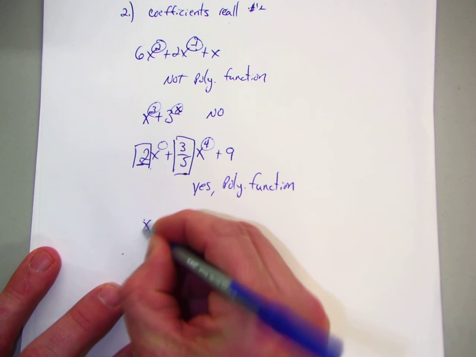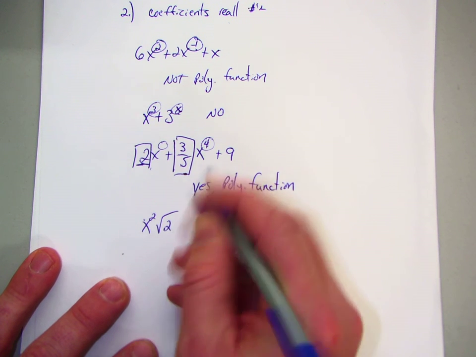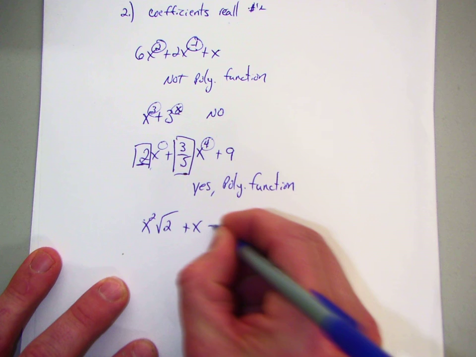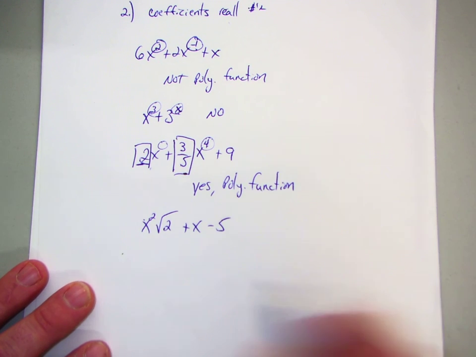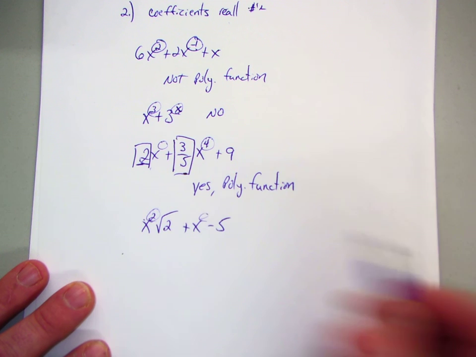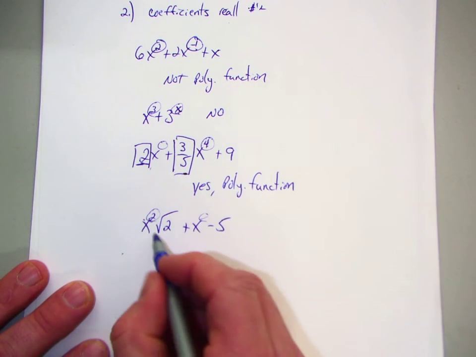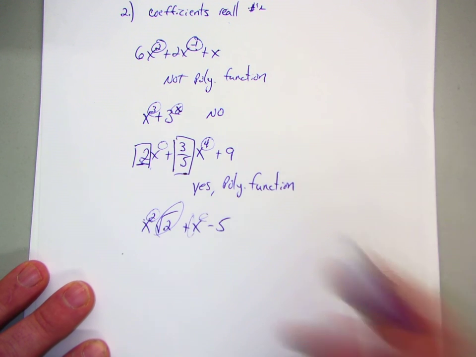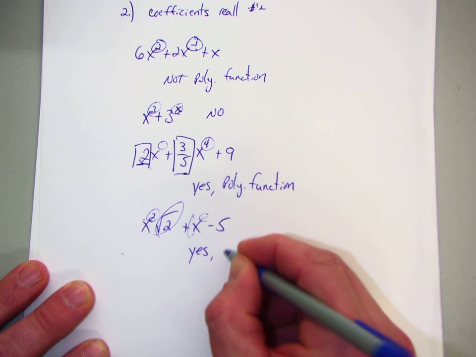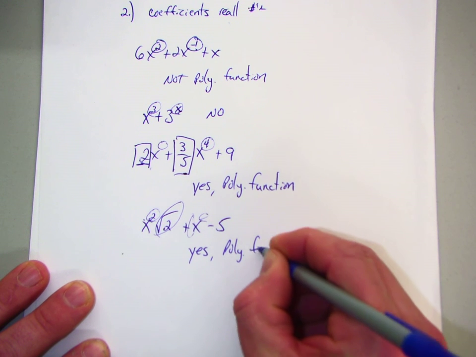Let's look at another one. x squared times square root of 2 plus x minus 5. Exponents, we got a 2 and a 1. They're positive, so that works. Let's look at the coefficients. The square root of 2 is real, and the coefficient here is 1. That's real. So therefore, this is a polynomial function as well.